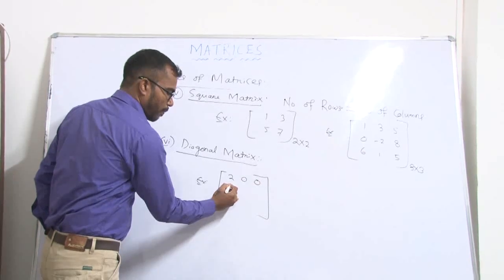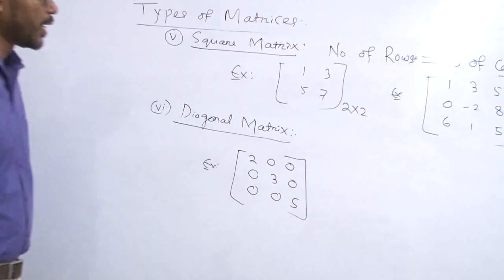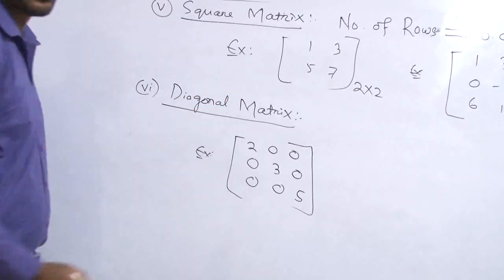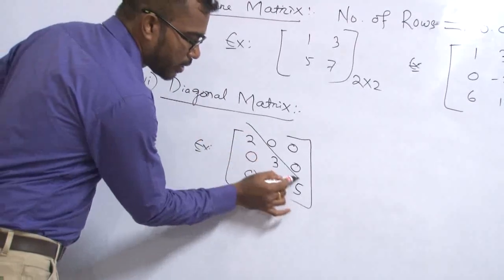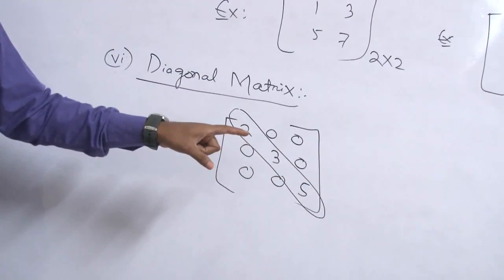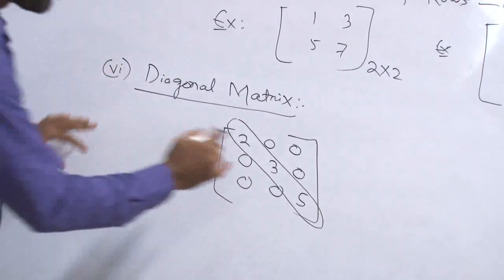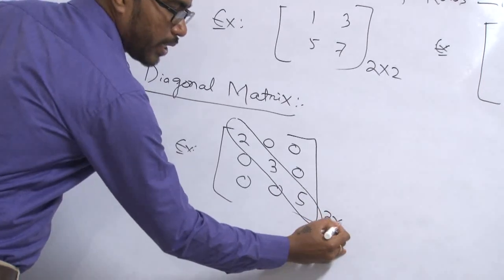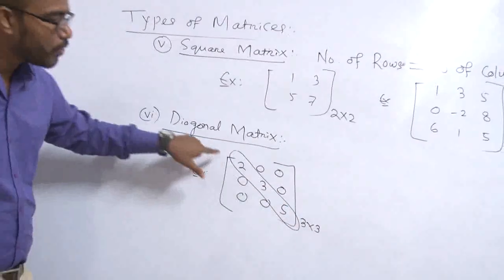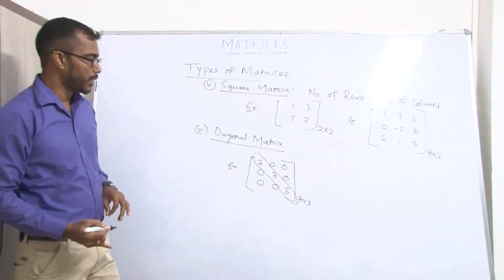2, 0, 0, 0, 3, 0, 0, 0, 5. It is an example of diagonal matrix because its main diagonal elements are non-zero and other elements are 0. And first of all, it should be a square matrix. It must be a square matrix, and its diagonal elements are non-zero and other elements are 0. So it is called diagonal matrix.